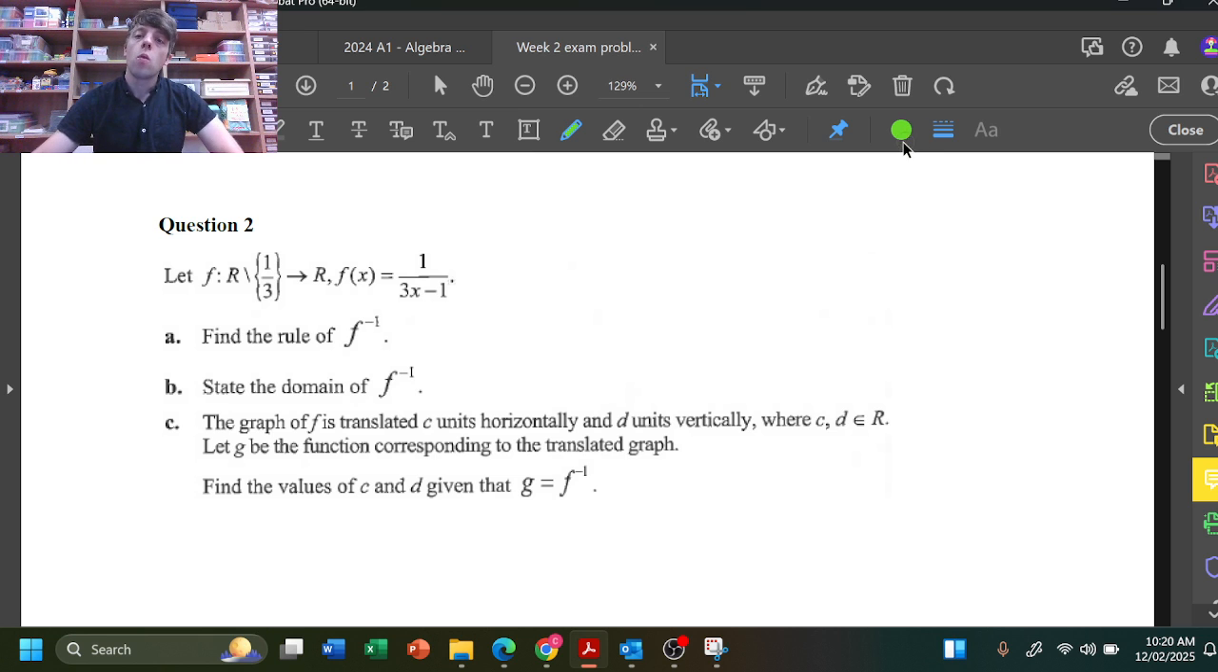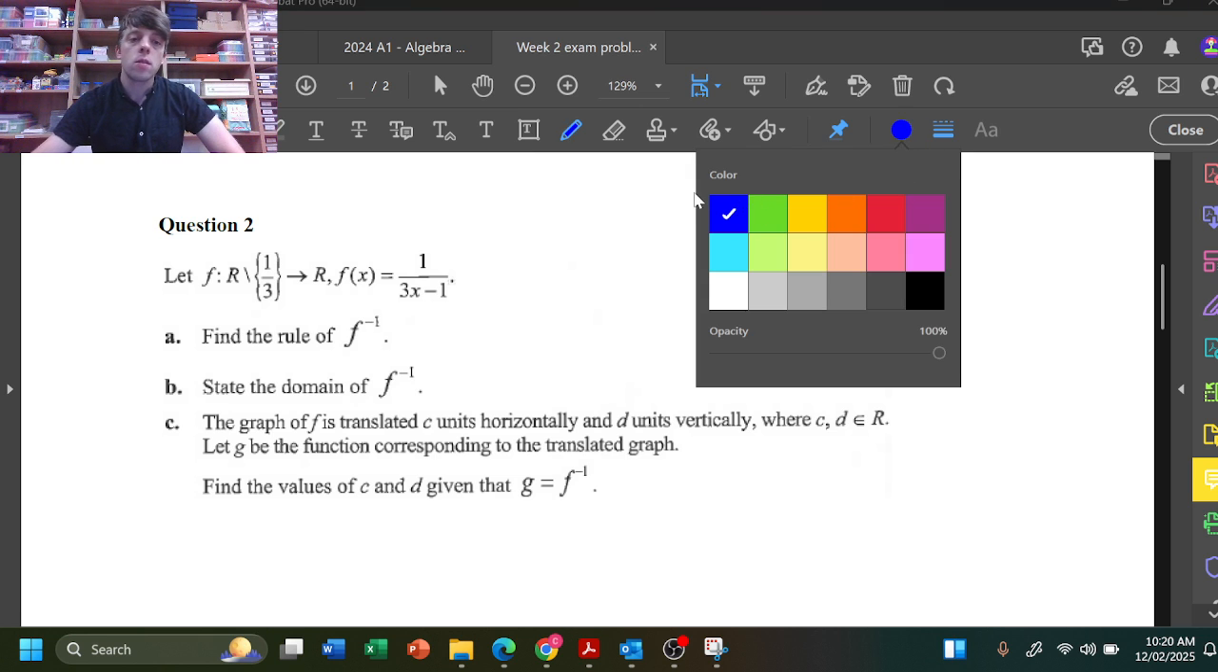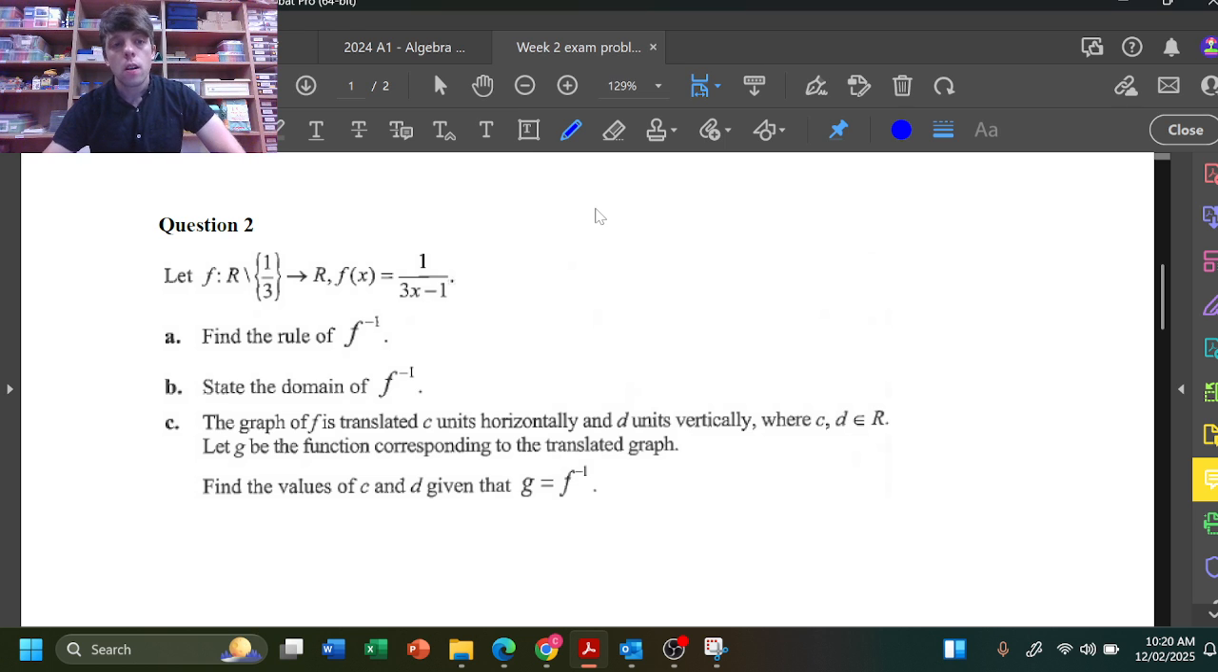So question 2, we are required to start with this little function here. So we've been given a function in function notation. We've called the function f. The function has a domain of R excluding 1/3.